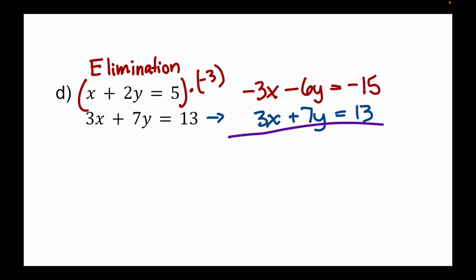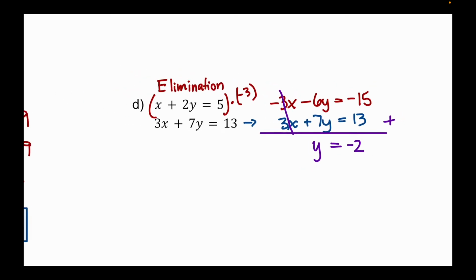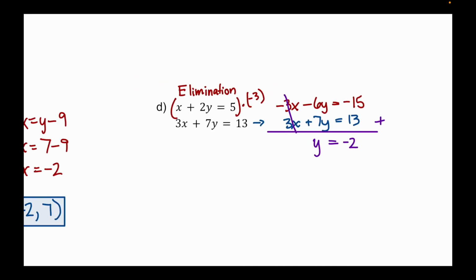And then we're going to add these two together because now I have something set up to eliminate, and that is the x terms. Negative 3x and positive 3x will eliminate. Negative 6y and positive 7y, so if I do negative 6 plus 7, we'll get 1y. And then negative 15 plus 13 is going to give me negative 2. So this will give us y equals negative 2.